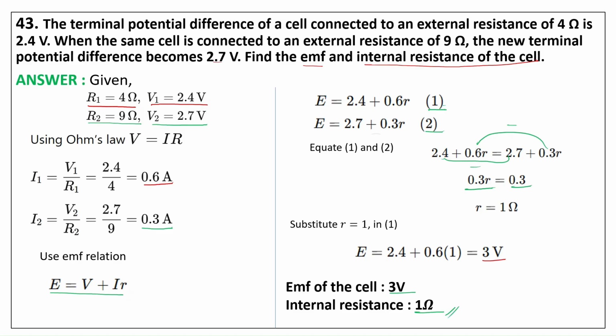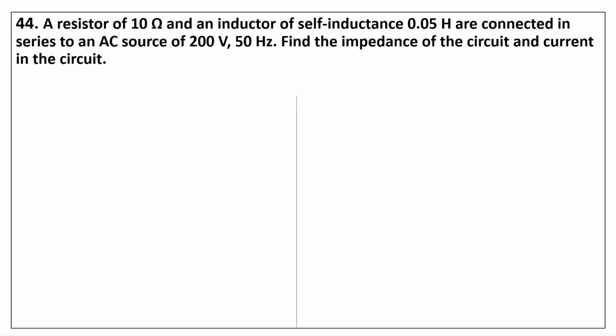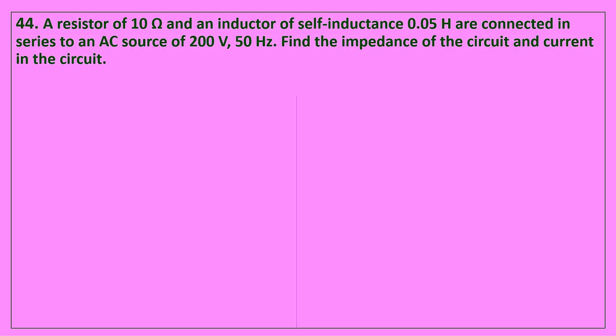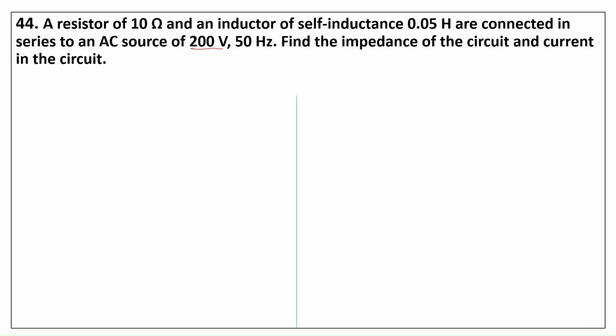Next, 44. A resistor of 10 ohm and an inductor of self-inductance 0.05 Henry are connected in series to an AC source of 200 V, 50 Hz. Find the impedance of the circuit and current in the circuit. Answer. Given.